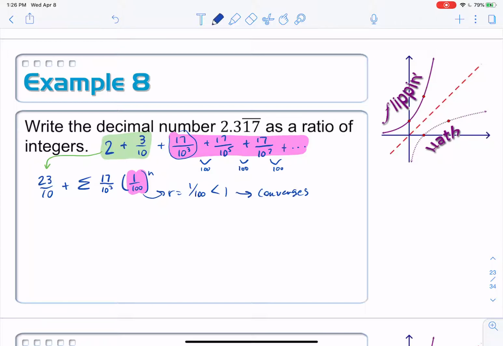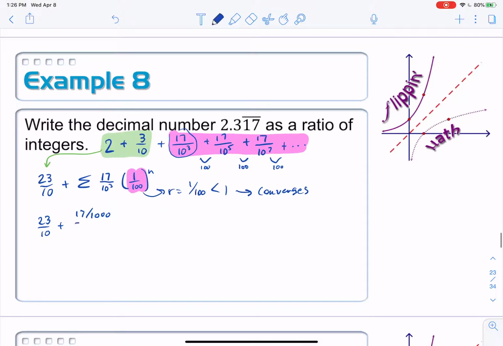All right, so I'm going to bring down this 23 over 10 plus, and now let's write the sum of the infinite series. So it's the first term, which is 17 over 1,000, over 1 minus the common ratio, which is 1 over 100. All right, now if you had to do this on the AP exam, which you won't, then that would be a safe stopping point. But the question is asking me for a ratio of integers. So let's just keep simplifying.